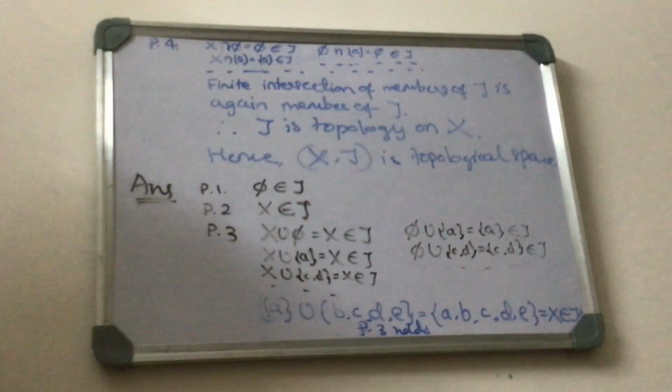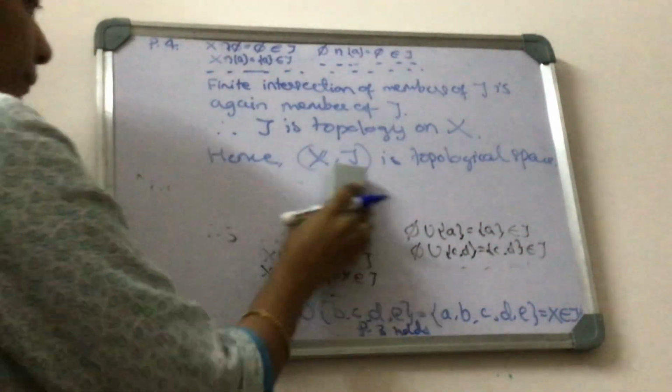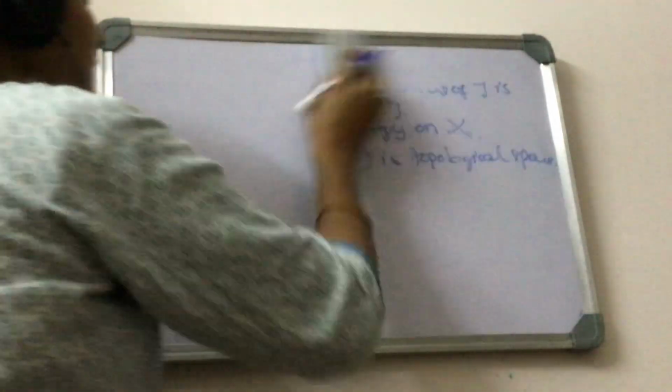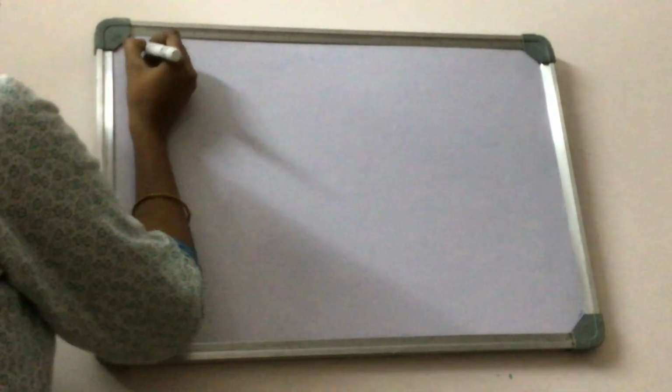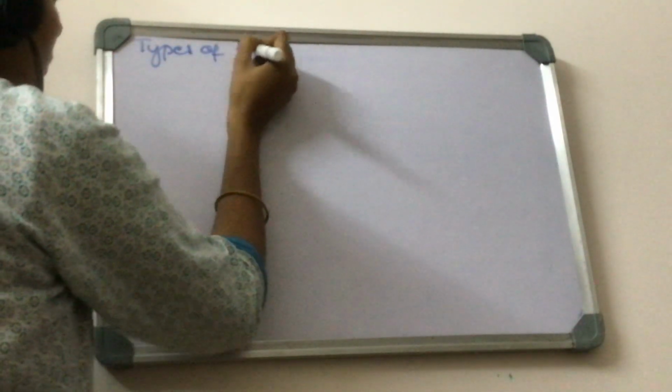Okay. So this is the one more example on topology. I'll give some assignments to check whether the given collection of subsets is topology on the given set or not. I'll give the assignment tomorrow. So next is some types of topology. Types of topology.